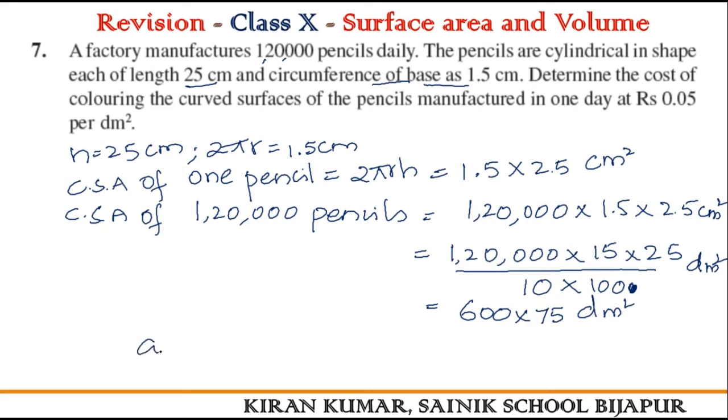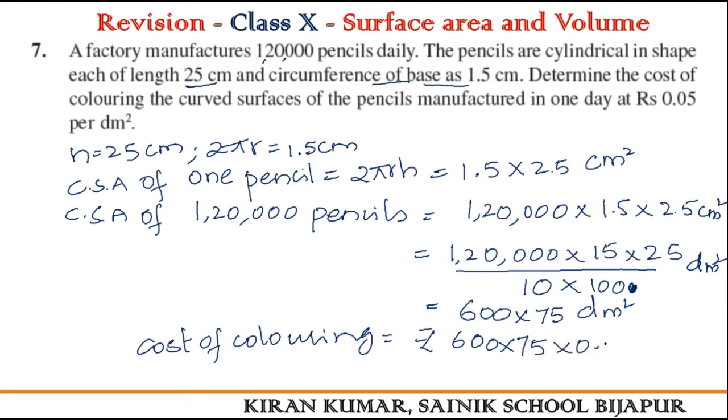So the cost of coloring will be equal to rupees 600 into 75 to be multiplied with 0.5, and we get rupees 2,250.